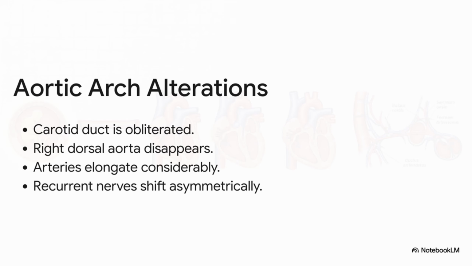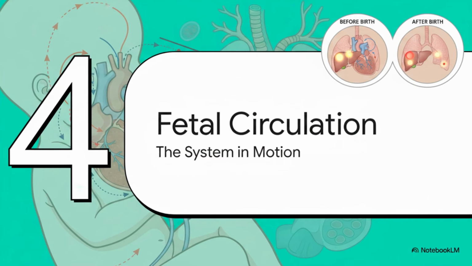So the really crucial takeaway here is that as the heart shifts caudally, or downwards into the chest cavity, and these specific arches disappear, it essentially drags the recurrent laryngeal nerves into an asymmetrical course. The right recurrent nerve hooks around the right subclavian artery, while the left nerve gets pulled way further down, hooking under the ductus arteriosus. Which brings us to Section 4, Fetal Circulation Pathway, the system in motion.